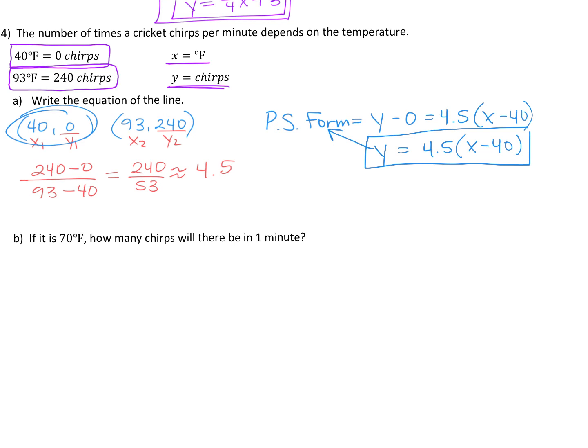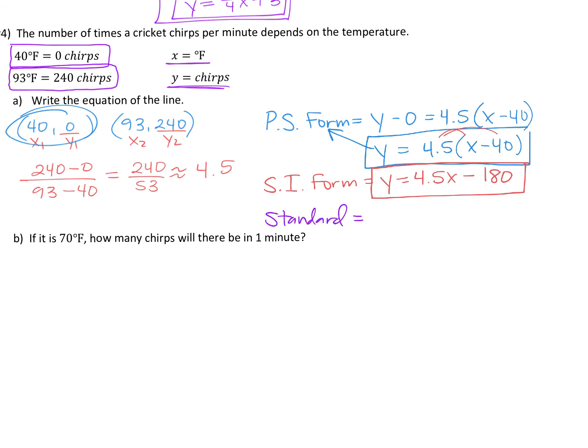How do you turn that into slope intercept form? Distribute. Yep, you just need to distribute that 4.5. So y equals 4.5x minus 40 times 4.5 is 180. Okay, so there's your slope intercept form. How do you turn that into standard form? You want to get x and y together, right? And the constant by itself.